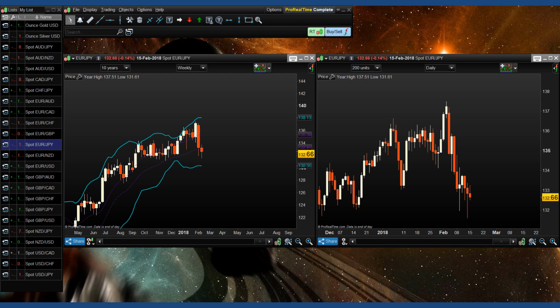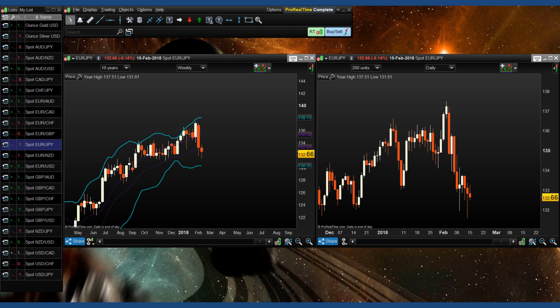On the call side, we're looking to sell a 137 call, which is right here. So on the daily chart, we're right here. I wanted to get 137.50 or 138, but again, no prices are available there, so I'll take 137.